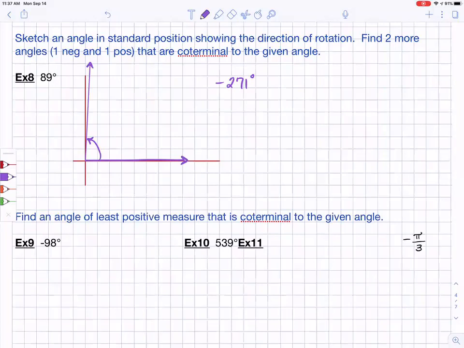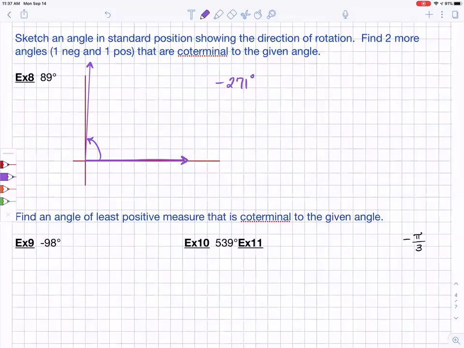Okay. Now, it also asked me for a positive one. By the way, this isn't the only answer. Negative 271 is not the only negative answer, right? Because, can you take a look up here? Yes, it was negative 271 to just get to it the first time, but what if I went around again? And what if I went around again? And again, and again, and everybody in here could have a negative angle that was correct, but different. Okay, as long as they just went around whole circles after that.